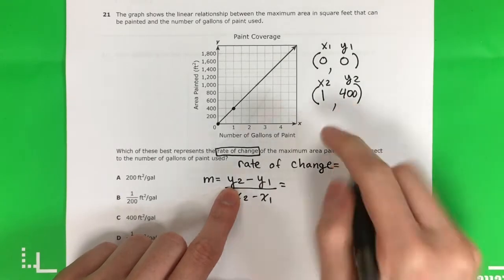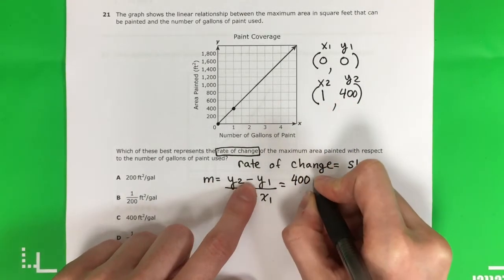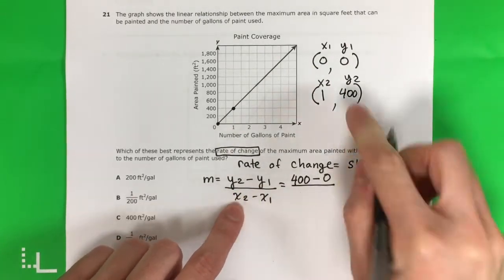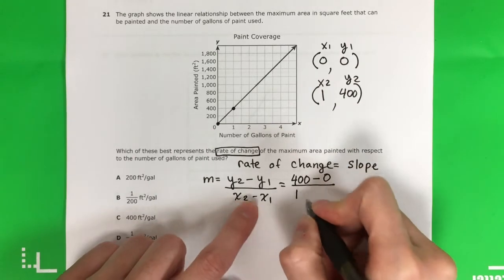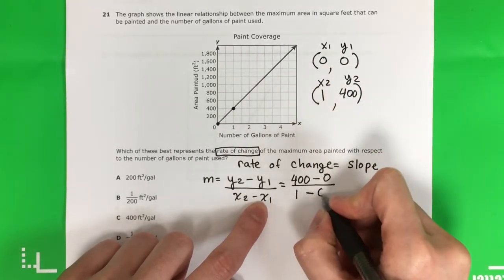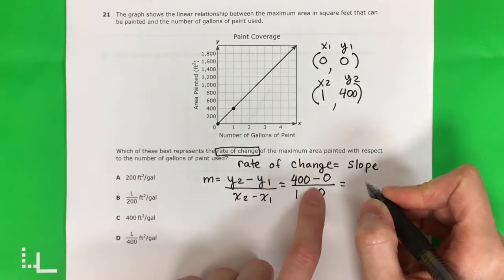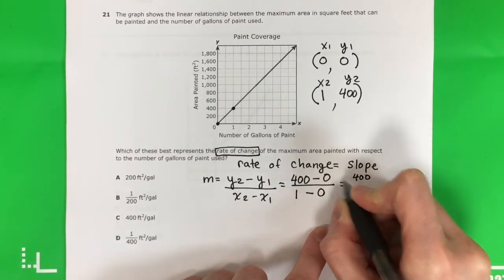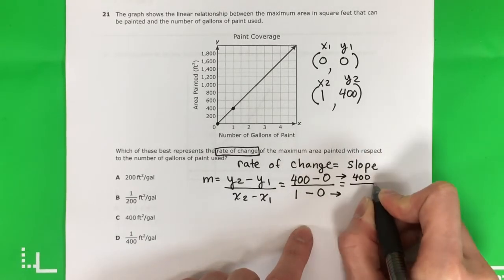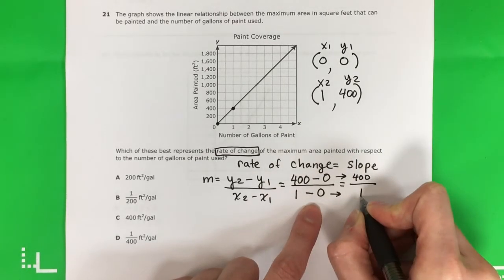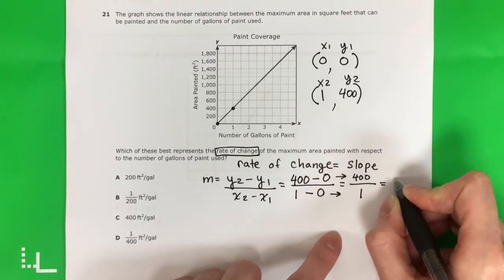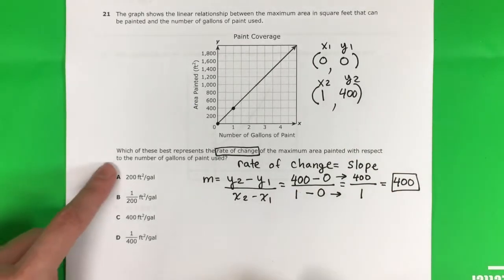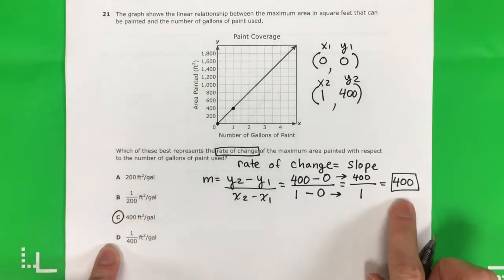So y2 is 400 minus y1 is 0 divided by x2 is 1 minus x1 is 0. And you do 400 minus 0. Well, 400 minus 0 is 400. And then you're going to do divided by 1 minus 0, which is 1. And 400 divided by 1, well, that's 400. There's your slope. So my answer is C, 400.